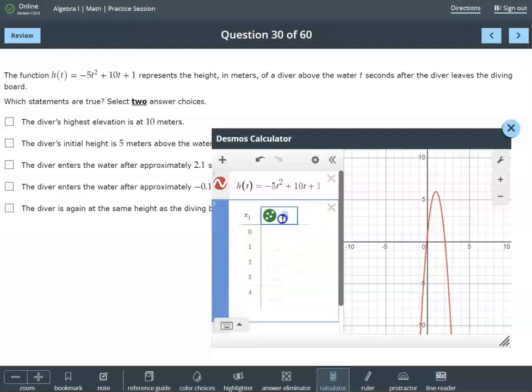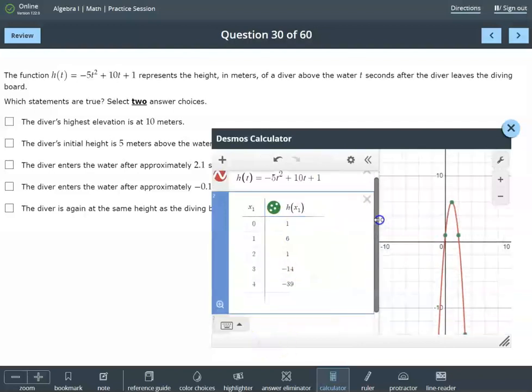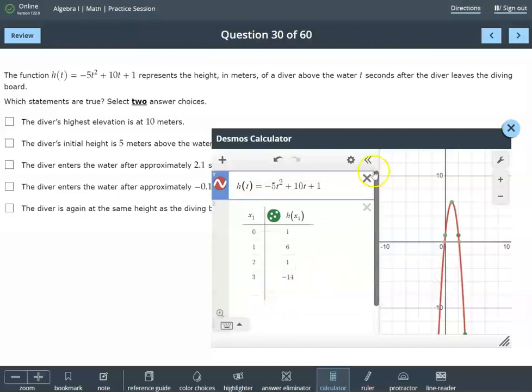For your y, you want to take that out and put h of x1. Again, we're using the 1 because that's what's in the column on the left side of our table, x1. Now I can see right off the 4 doesn't even make sense, neither does the 3, so I'll just stop at 3.